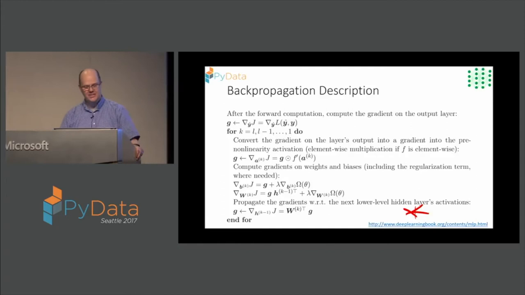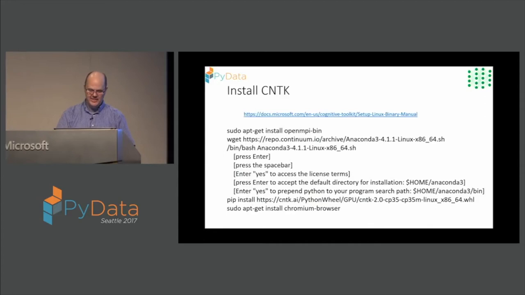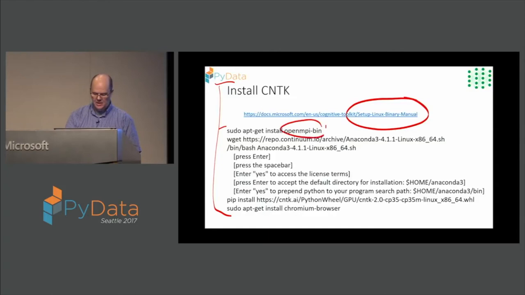All right, so installing CNTK. So we installed NVIDIA drivers earlier. Now we're going to start using CNTK in our final hour here. All right, so here I am just using the stuff from Setup Linux Binary Manual. I sudo apt-get install openmpi-bin, message passing interface binary. I get the Anaconda 3.4.1.1 installation. I got this one because this page says this is the version they tested with. Probably want to go with the version they tested with. Actually, this stuff's relatively stable, I think. You probably actually know better than I do. I'm just playing it safe. I'm going with the version they say they used.